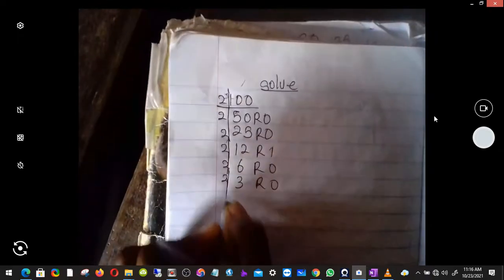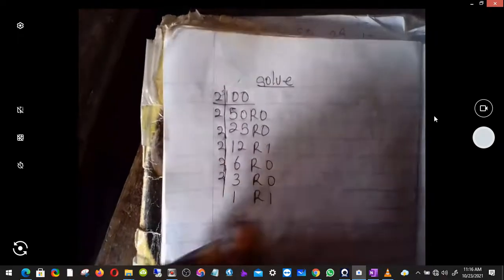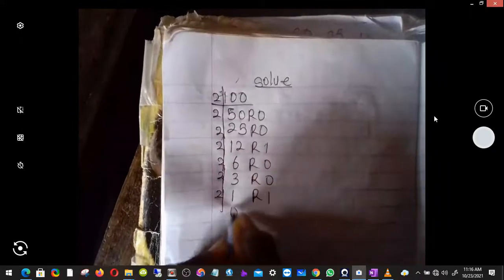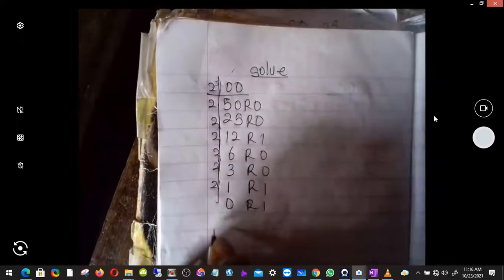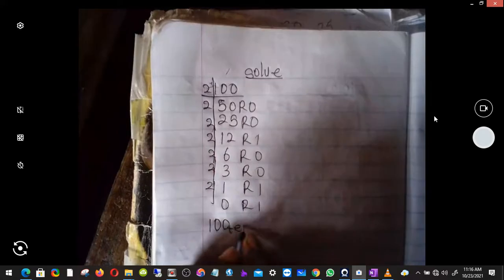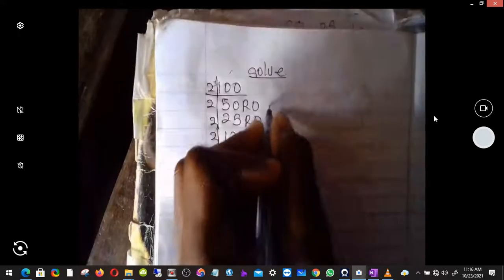2 into 100 is 50, remainder 0. 2 into 50 is 25, remainder 0. 2 into 25 is 12, remainder 1. 2 into 12 is 6, remainder 0. 2 into 6 is 3, remainder 0. 2 into 3 is 1, remainder 1. 2 into 1 is 0, remainder 1. 100 is equal to 1100100 in base 2.